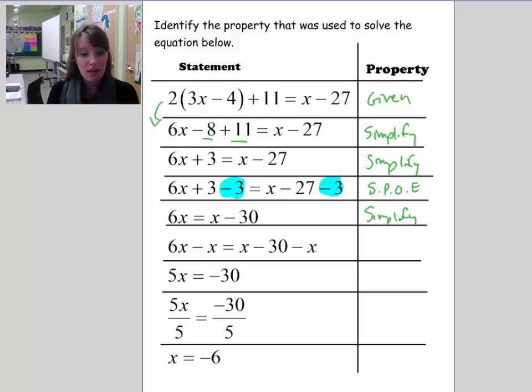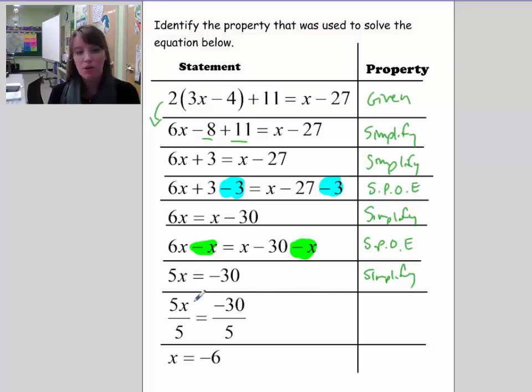In the next step, though, we do have something different where the x is being subtracted from both sides. That's to get rid of this x right here. So this is going to be the subtraction property of equality because we're subtracting the same thing on both sides. Here, we're just simplifying because 6x minus x is 5x and so on.